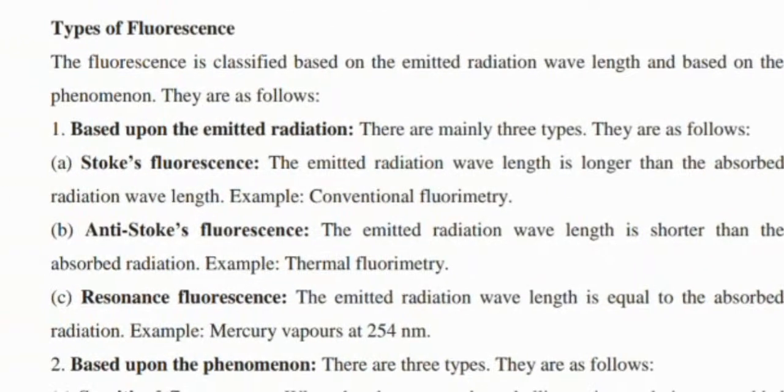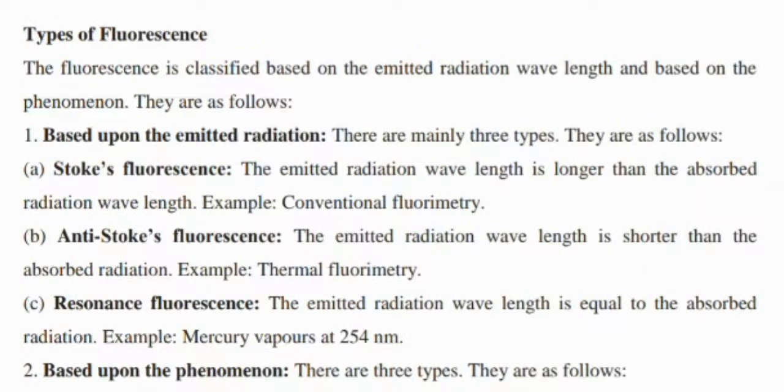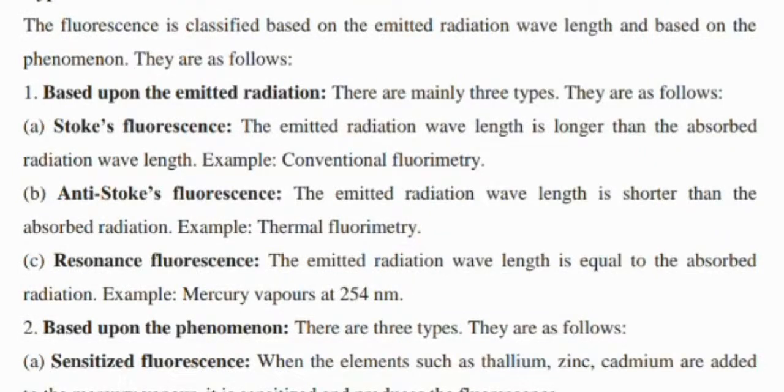Further types of fluorescence, based upon the emitted radiation, are Stokes fluorescence, anti-Stokes fluorescence and resonance fluorescence. Stokes fluorescence is where the emitted radiation wavelength is longer than the absorbed radiation wavelength, for example conventional fluorometry. Anti-Stokes fluorescence is where the emitted radiation wavelength is shorter than the absorbed radiation, for example thermal fluorometry. And resonance fluorescence is where the emitted radiation wavelength is equal to the absorbed radiation, for example mercury vapors at 254 nanometers.